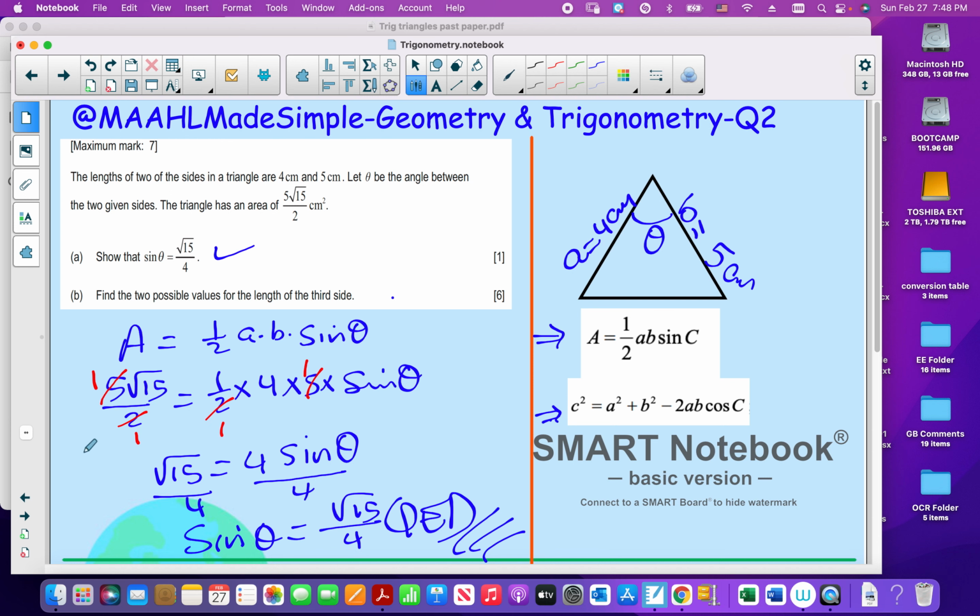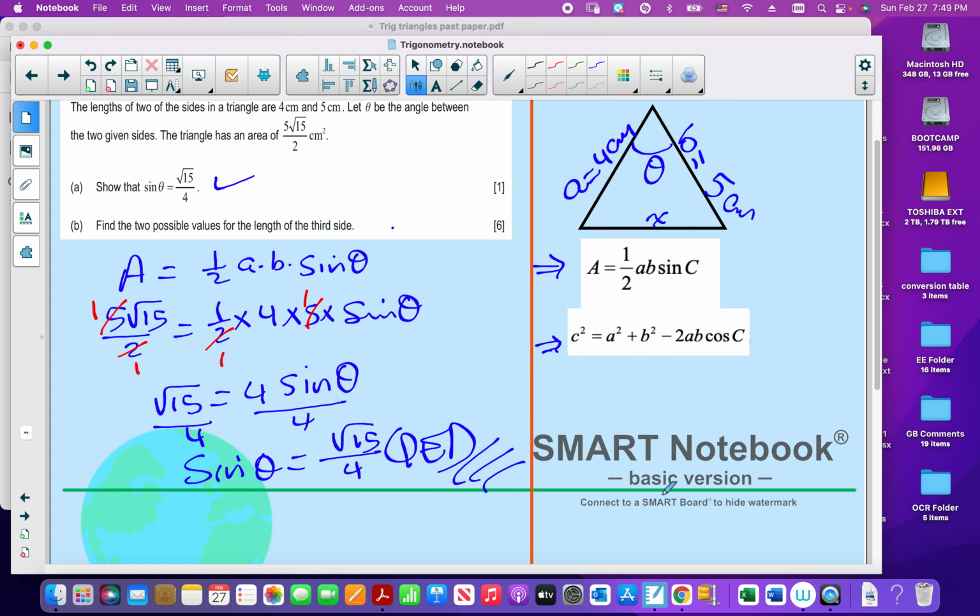That's done. Next, find the two possible values for the length of the third side. If we call the third side x, by the way, you should be familiar that the third side should be greater than the difference of the two sides, which is 5 minus 4, greater than 1, and should be less than the sum, less than 9. But we're not going to utilize this right now. We are going to use the cosine law. The cosine law says the third side squared is equal to these two sides squared, minus 2 times the first times the second times cosine the angle.